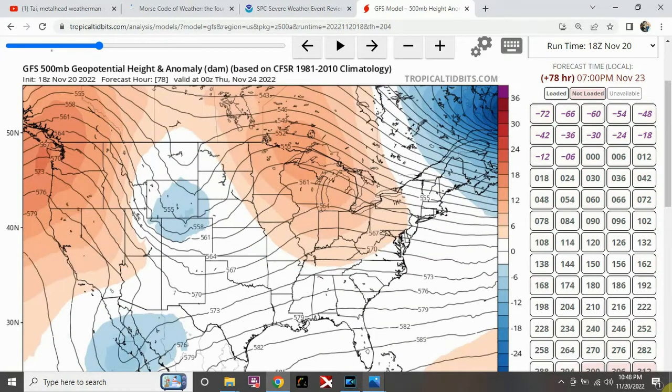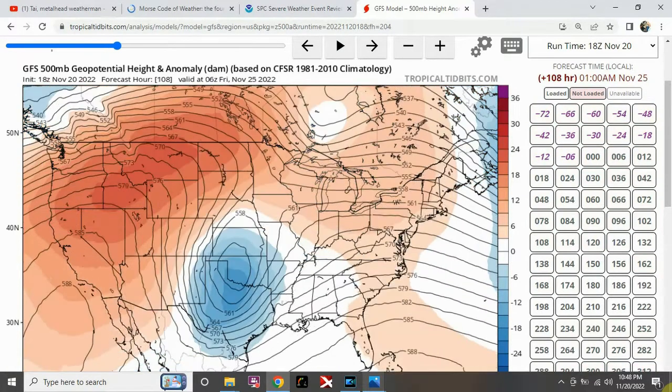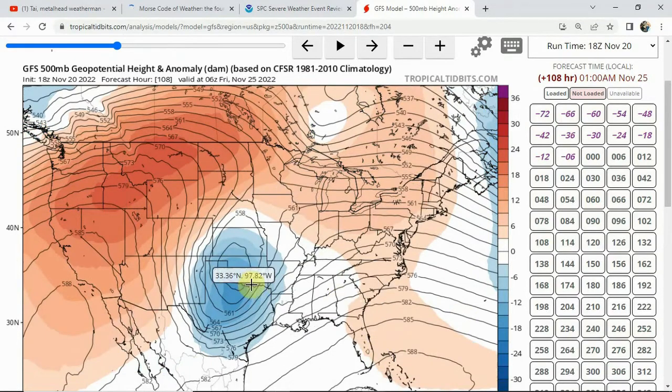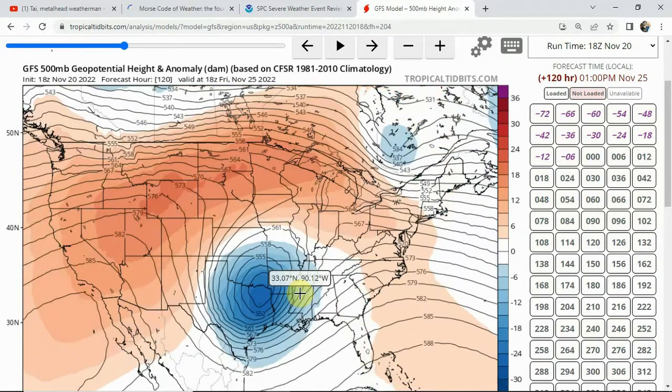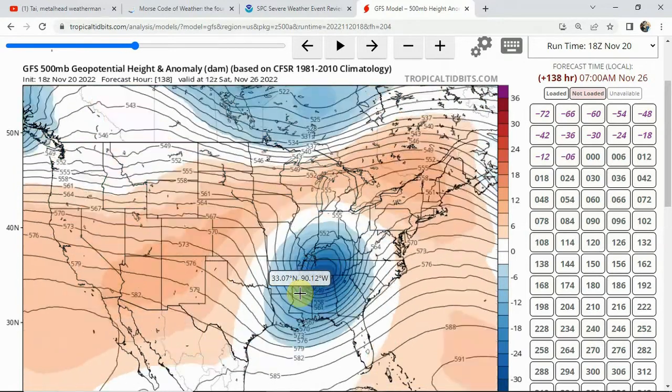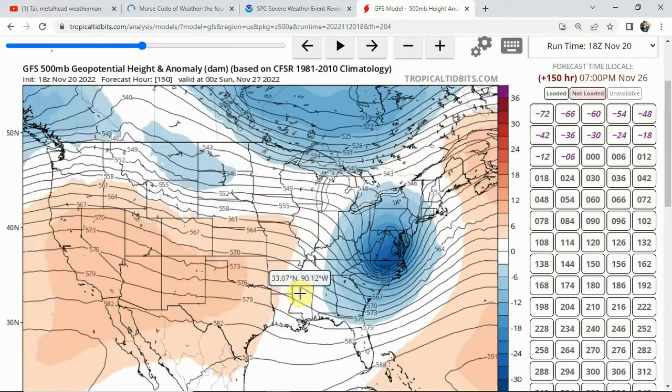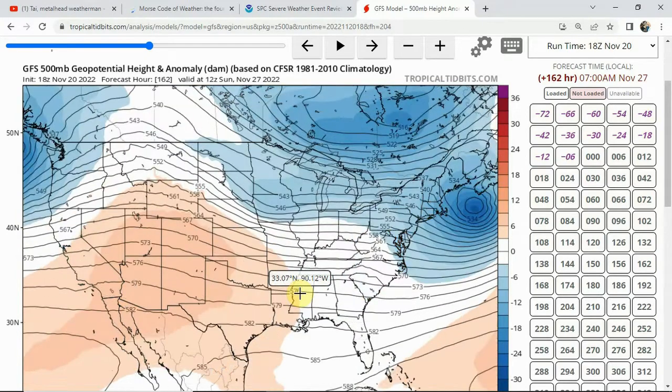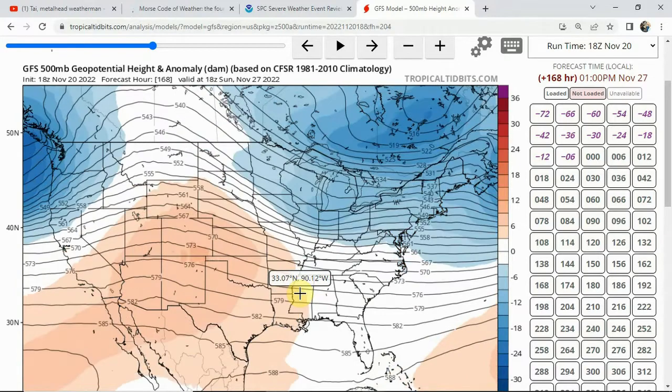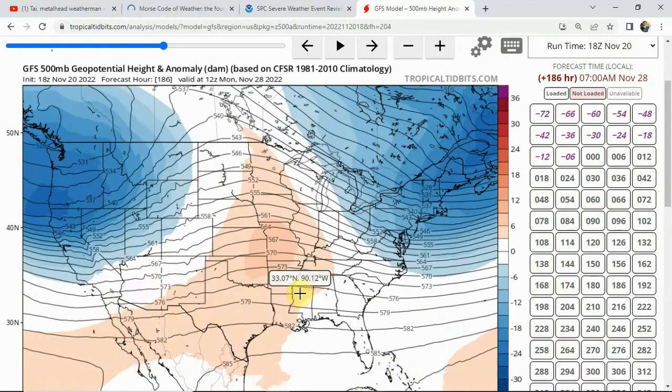So here's a storm system on November 23rd. Then here's our trough, here's our low pressure right here. Like I said, not a lot of warm air available out ahead of this, so I do think that limits the severe weather potential, at least according to the GFS. Nonetheless, it's still something we have to watch.